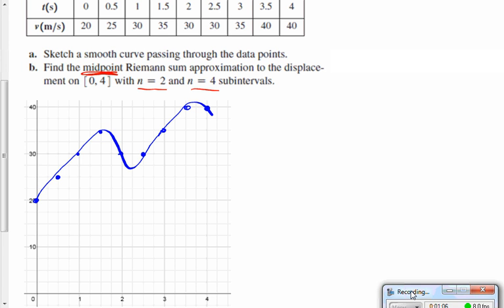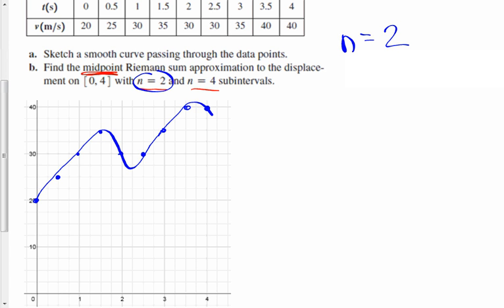All right, so let's start with n equals 2. If n equals 2, we're looking for the interval from 0 to 4. If n equals 2, that's the number of rectangles, right? What's our delta x? 2, right? I'll go from 0 to 2 and from 2 to 4. That'll be my delta x.